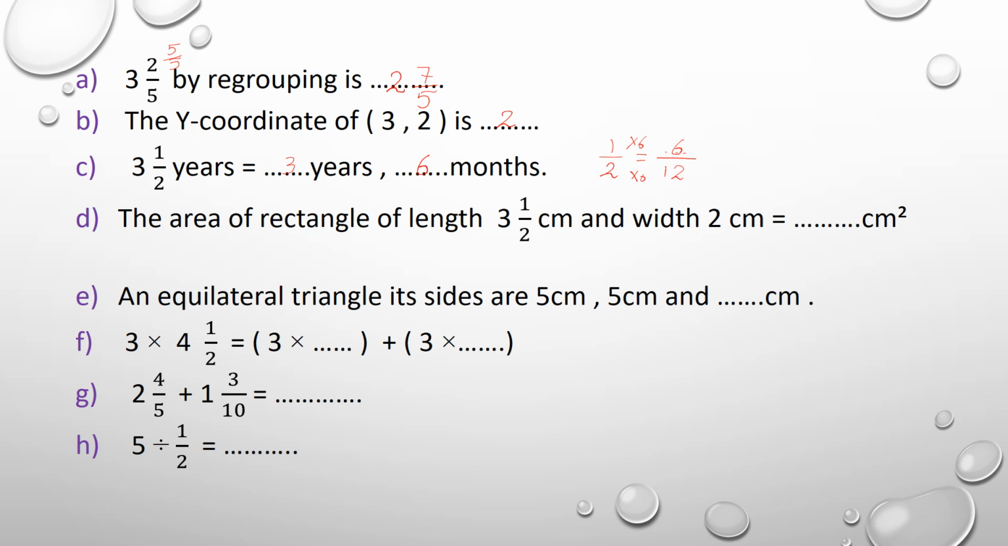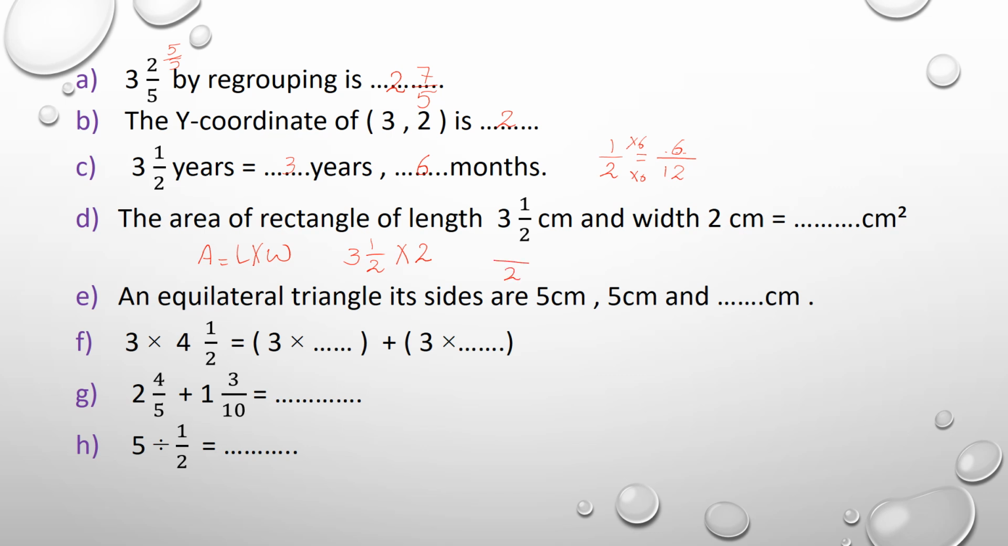Or we can say half a year equals 12 months without steps. The area of a rectangle of length 3 and 1 over 2 centimeters and width 2 centimeters equals dots centimeters squared. Write the rule: area of rectangle equals length times width. I'm going to multiply 3 and 1 over 2 times 2. 3 and 1 over 2, I'm going to convert it into a fraction.